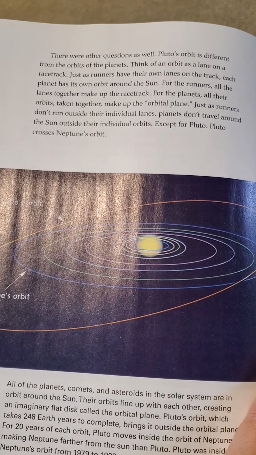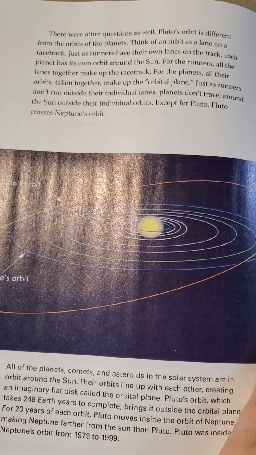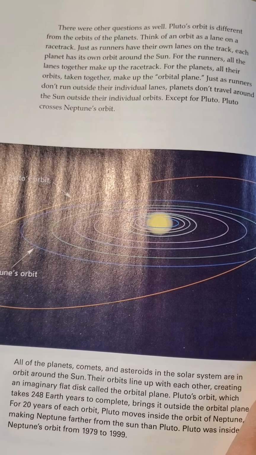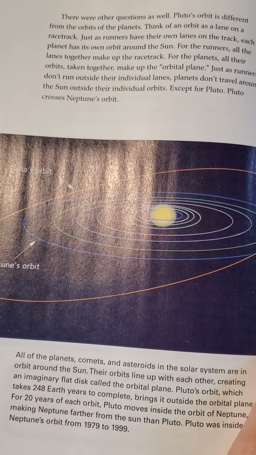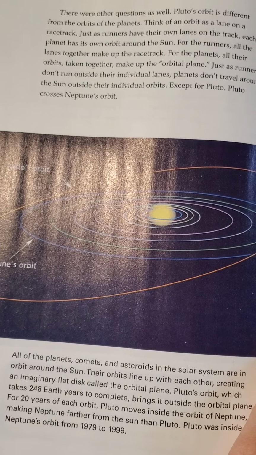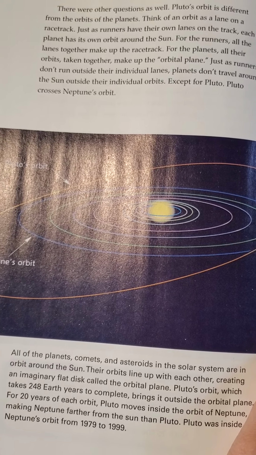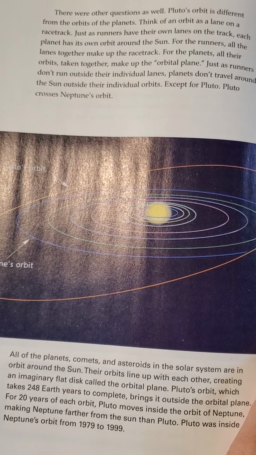There were other questions as well. Pluto's orbit is different from the orbits of the planets. Think of an orbit as a lane on a racetrack. Just as runners have their own lanes on the track, each planet has its own orbit around the sun.